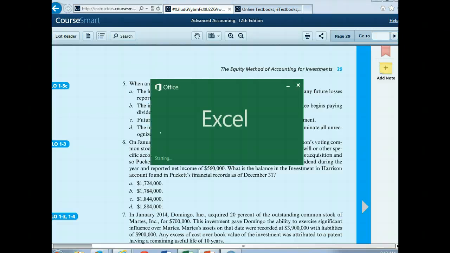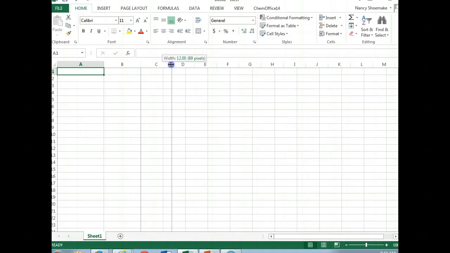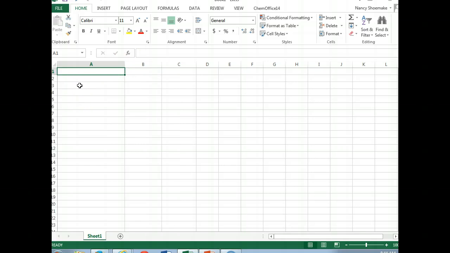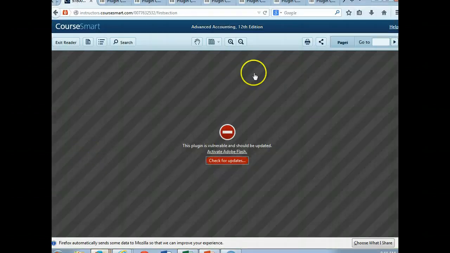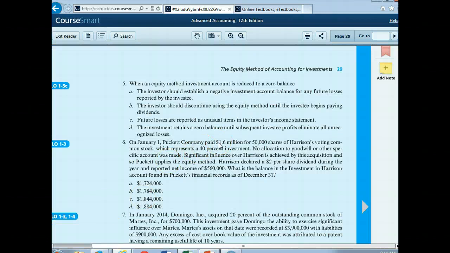So let's go in here. I'm going to go into Excel. And what I'm going to basically do is determine how we're going to show this investment. So we're going to start, how much did they purchase the company for initially? $1.6 million. So we're going to start with the acquisition price, because that's part of the investment, $1,600,000. And that was 40%. It represented 40%. Correct. So the 1.6 million is our first addition to our investment account, I should say.